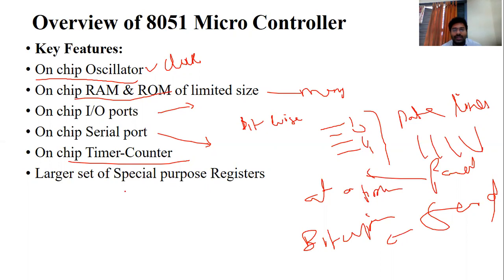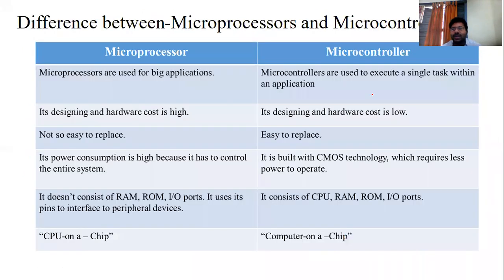It also has a large set of special purpose registers, or special function registers. We will discuss them. Now, this is the basic difference between microprocessors and microcontrollers. Microcontrollers are used for bigger applications, like in our computer. Which one are you using? A microprocessor. We are going to buy it.